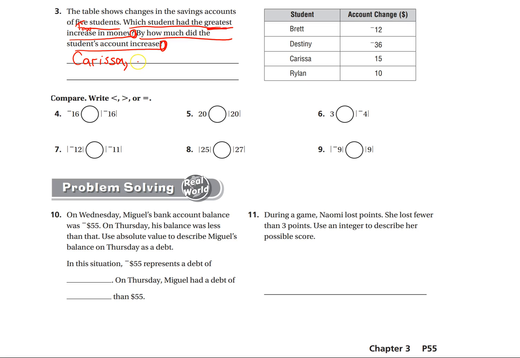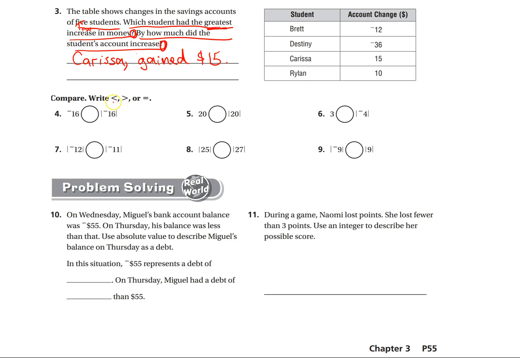Carissa gained $15. So that answers both parts. Who had the greatest increase? Carissa, and by how much? She gained $15. Okay, I'm just going to go over a couple of these.